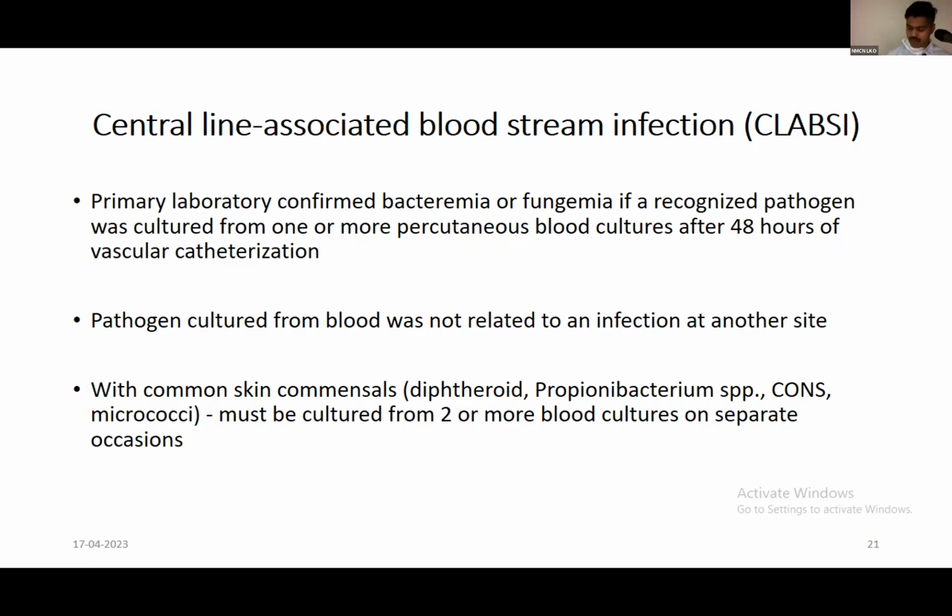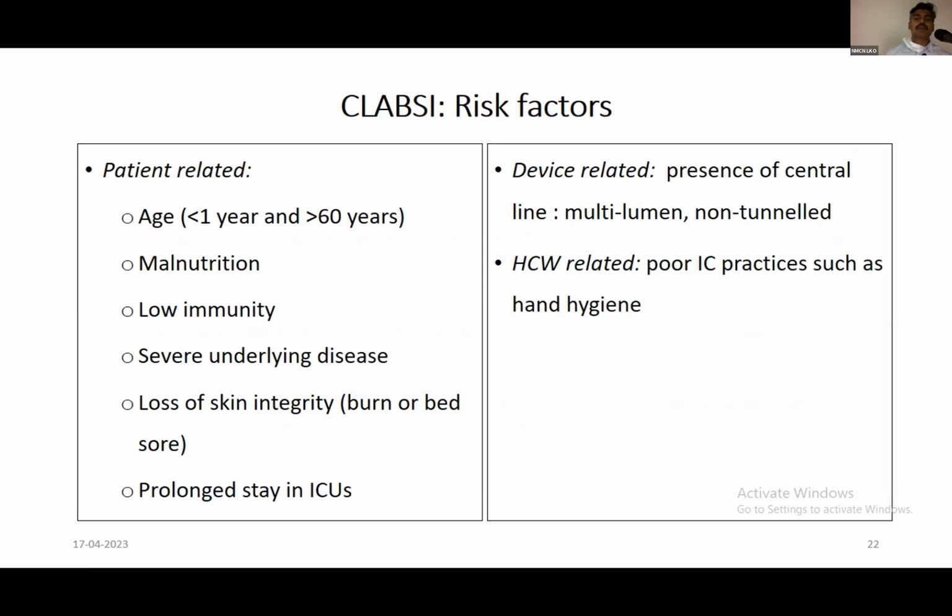Common skin commensals like diphtheroid, propionibacterium, coagulase negative staphylococci, and micrococci must be cultured from two or more blood cultures on separate occasions. So what are the risk factors for CLABSI? Age less than 1 year or more than 60 years, malnutrition, low immunity, severe underlying disease, loss of skin integrity, prolonged stay in ICU, and device related, which can be presence of multilumen, non-tunneled central line. Healthcare worker related, poor infection control practices such as hand hygiene.